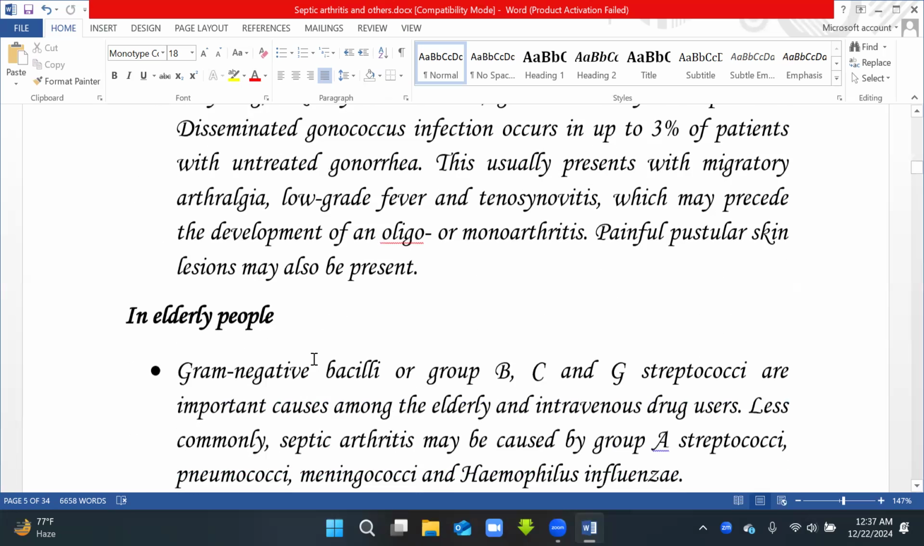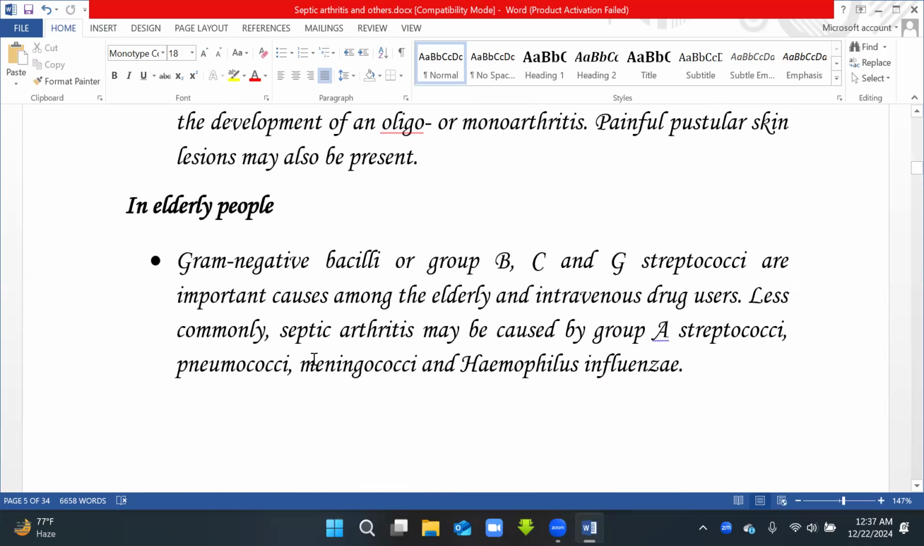Then, among the elderly people, the common cause is the gram-negative bacilli, or group B, C, and G streptococci. They are the important cause among the elderly and also those who use intravenous drugs.